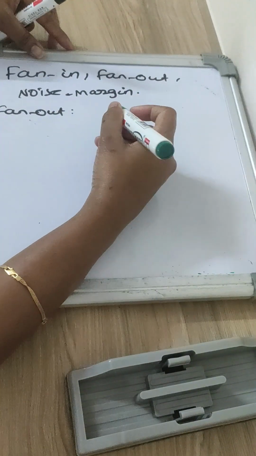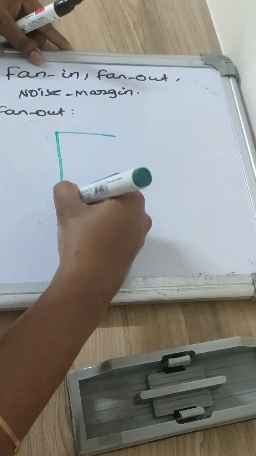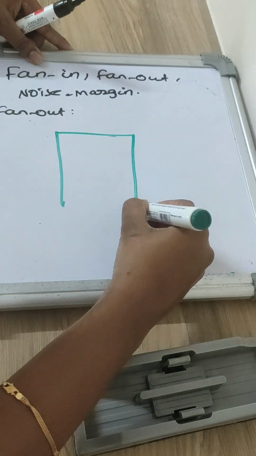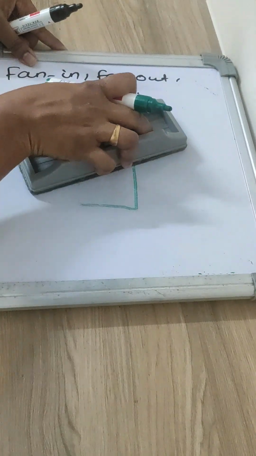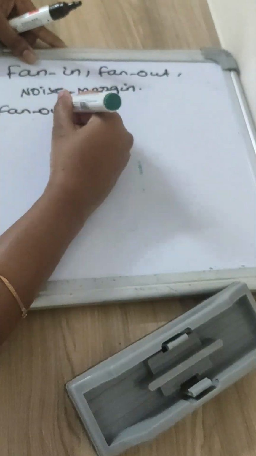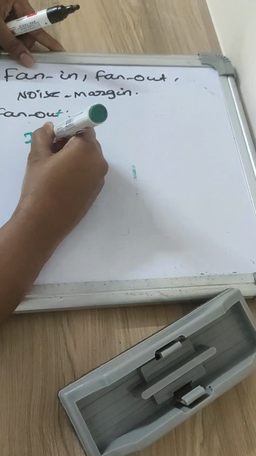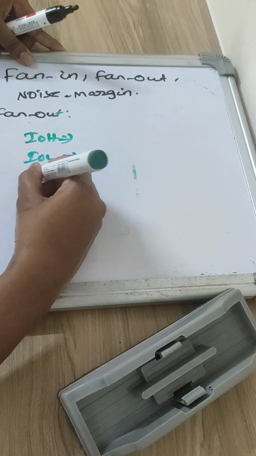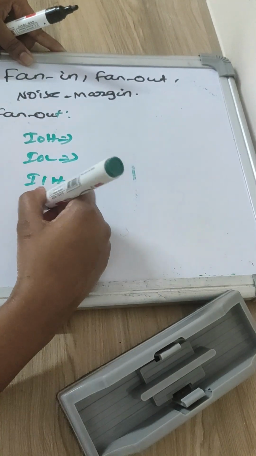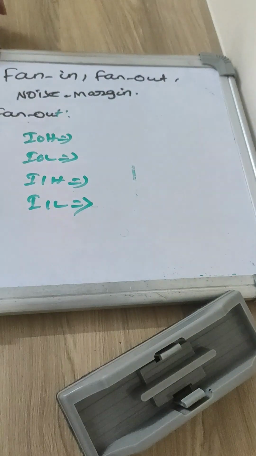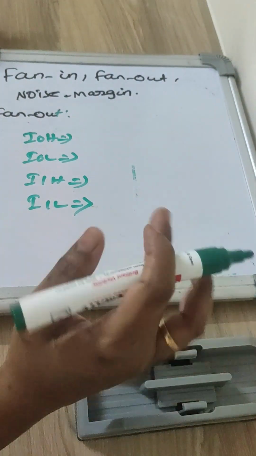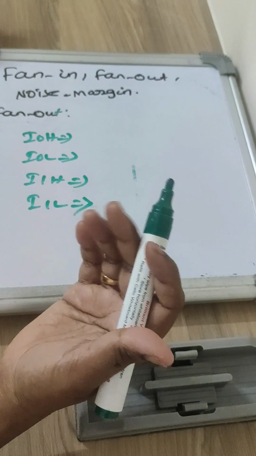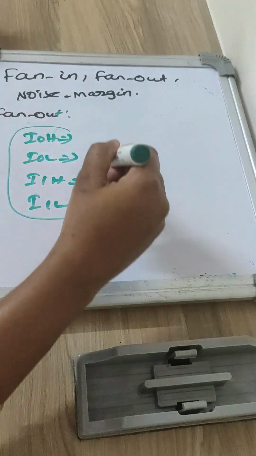So let me tell you that. Generally I'll explain those things. We'll first complete the fan out. In the specification there will be IOH, IOL, IIH, IIL. These are some of the current-related specifications which you could see in the specification of any cell or device. So for that you may see these values.